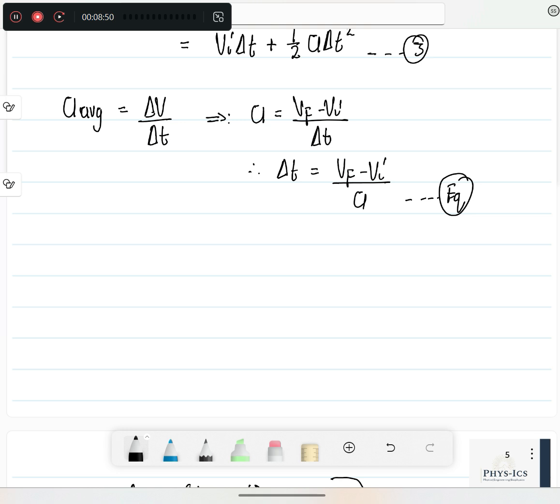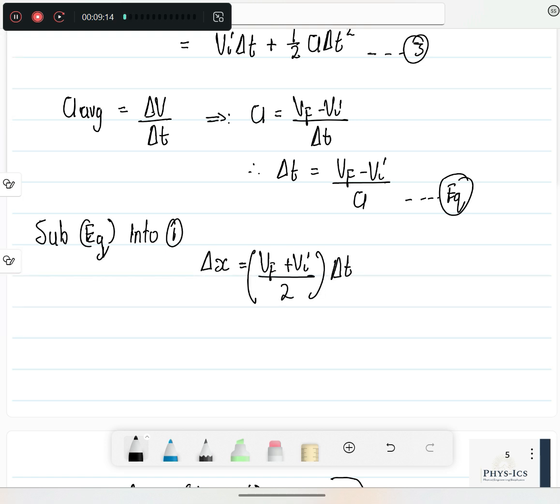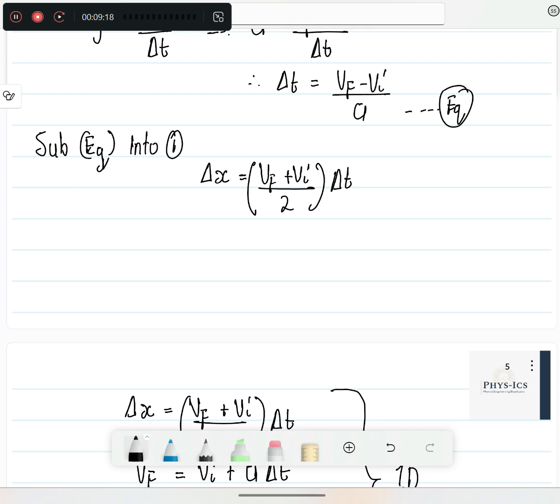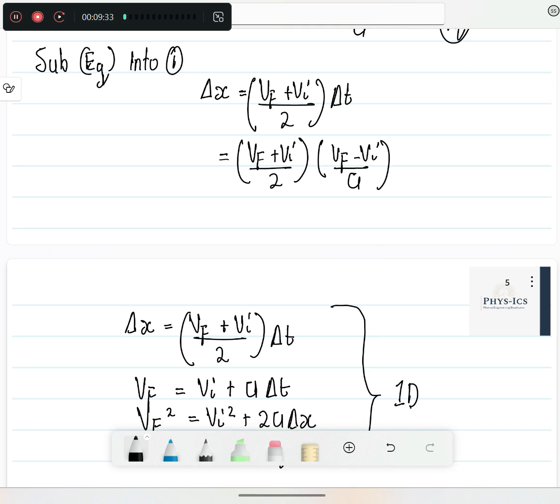And he said that if we take this and substitute it into equation 1 again, such that equation 1 is given by change in x equals Vf plus Vi divided by 2 multiplied by change in t. And now instead of change in t there, he said let us put Vf plus Vi over 2, and we substitute change in t with Vf minus Vi divided by a.